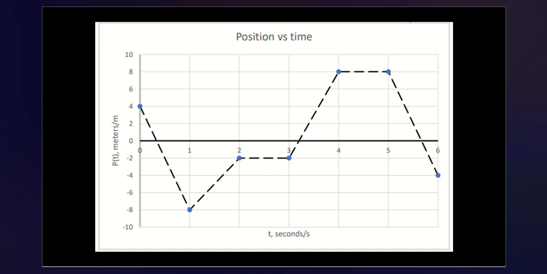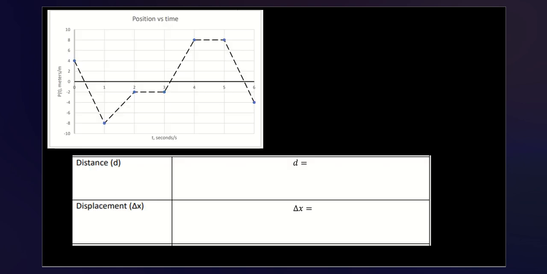position sensor starts walking backwards for 1 second until it's at the -8 meter mark, then walks forward until it's at the -2 mark, stands still for a second, then from time 3 to 4, moves forward until it's at position 8, stands still again for another second, and then starts walking backwards until the motion sensor stops at time equals 6. Well, here's how we're going to break down the information we can get from this chart.